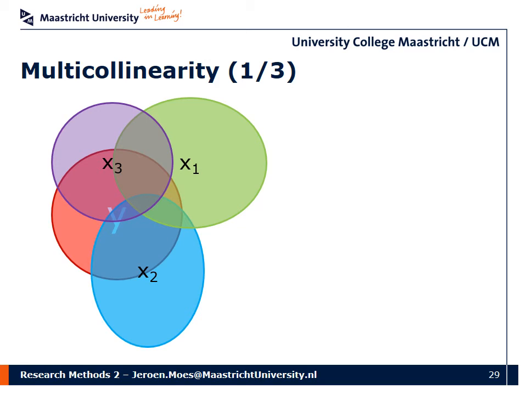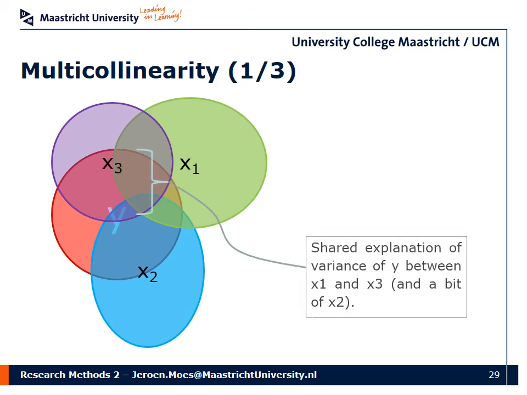This is kind of a side note, right? The overlap here is called the shared explanation of variance of y between x1 and x3 here. And there's a little bit of x2 in this bracket.